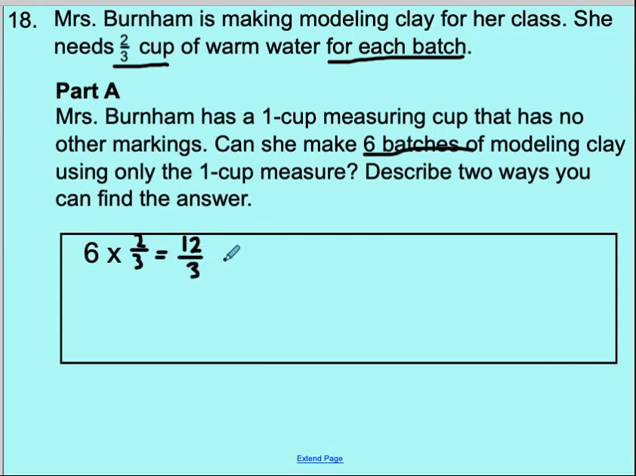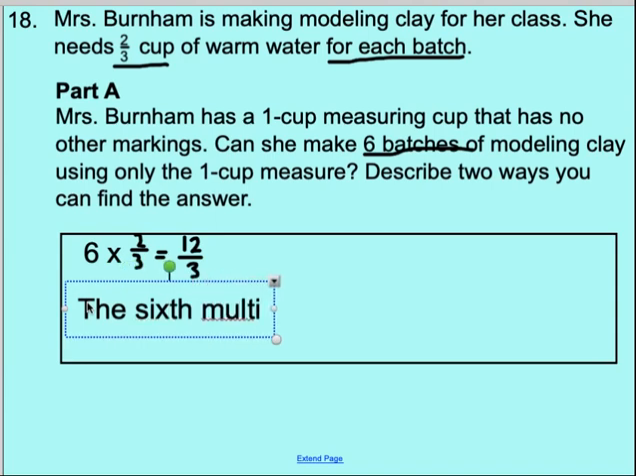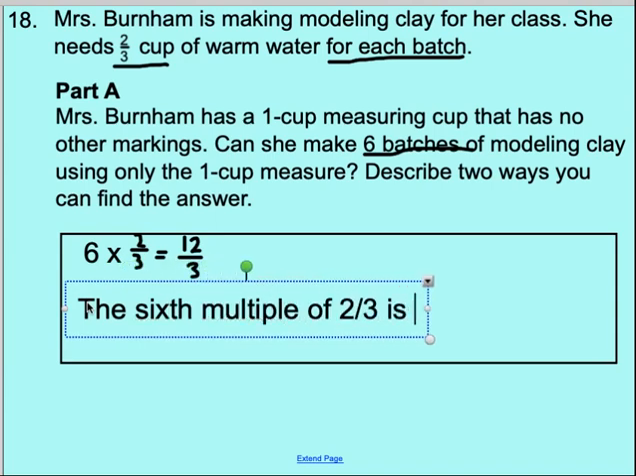So make sure you know that I would have written out all those counts, because it says you have to show. Or maybe you could draw out a number line. Or you could say the 6th multiple of 2/3 is 12, that's 12/3. Right? Okay. So you could do that, or you could show another way that you would want to solve.